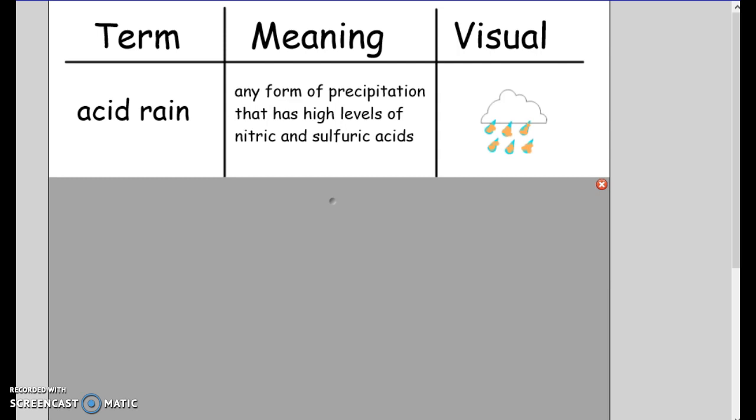So, the first word is acid rain. I'm not sure if you've ever heard about that before. Acid rain is any form of precipitation that has high levels of nitric and sulfuric acid in it. So you can see the picture shows kind of some gross looking rain. Remember to pause as needed so you can write everything down and draw your visual.